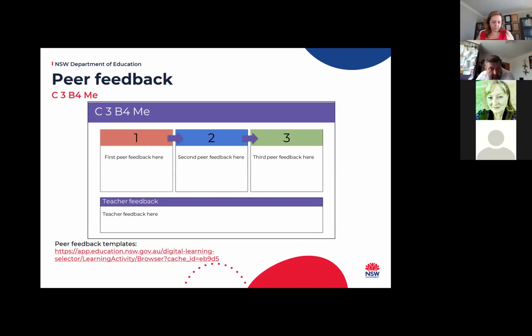Another simple strategy to encourage learners to take more responsibility for their own learning and seek peer feedback is by using the C3 before me strategy. This simply means that learners must seek 3 sources of peer feedback before seeing the teacher. The template pictured here can be accessed on the department's Digital Learning Selector website, as can a range of other peer feedback templates.